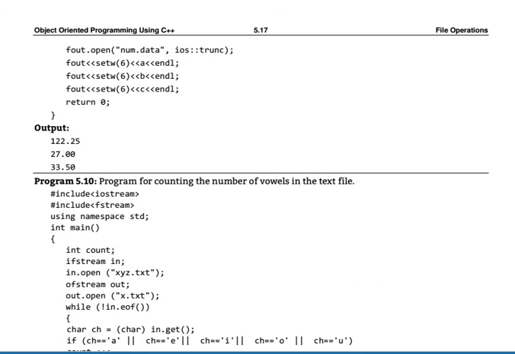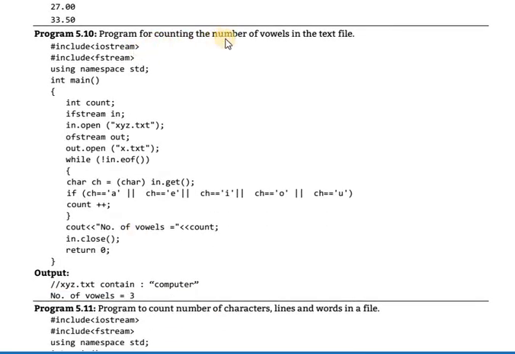So we will see one program for counting the number of vowels in the text file. First we require two header files, iostream and fstream. After that, int count, ifstream in; in.open xyz.txt. Here again we are creating an object of the output file stream, out.open x.txt. So while not in.eof(), this loop works till the end of the file. So char ch equal to in.get(). By using the get function we can take the characters one by one from the file.